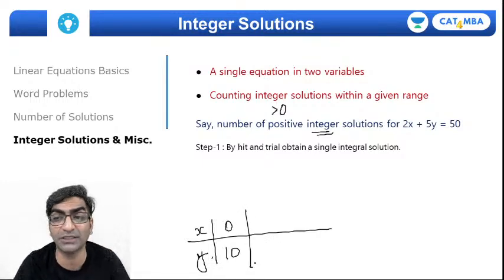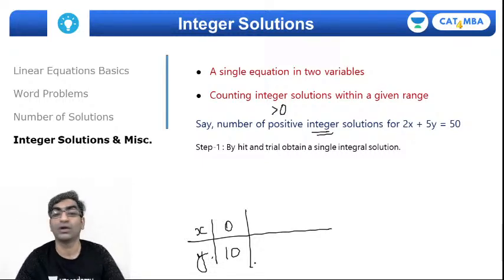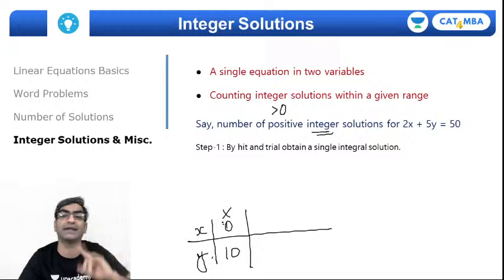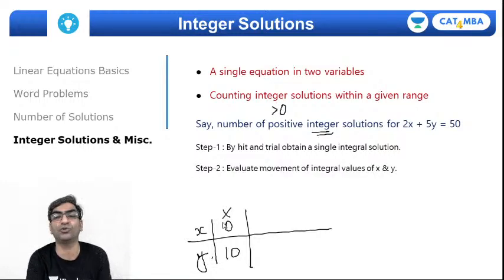Is this a positive integer solution though? Are x and y both positive? No. X is not positive, x is in fact neutral. So this doesn't count, right? But it doesn't matter, it will still be a good starting point for me, right? Step 1 हो गया, एक integer solution generate कर लिया. Step 2 क्या बोलता है?